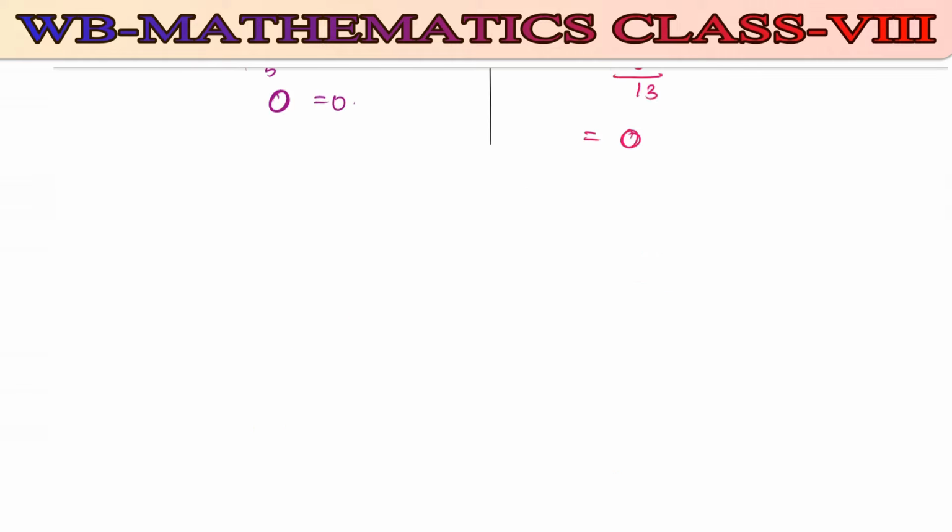Okay, now I am going to recall all the properties of the rational numbers. First one, we have the closure property.